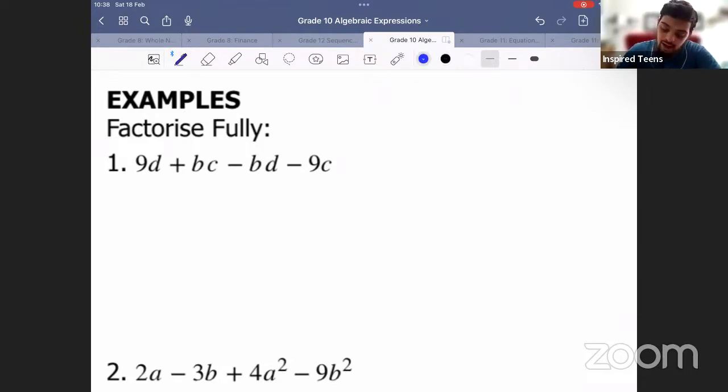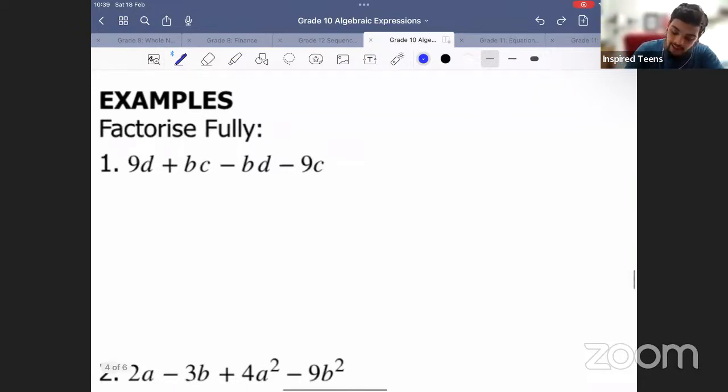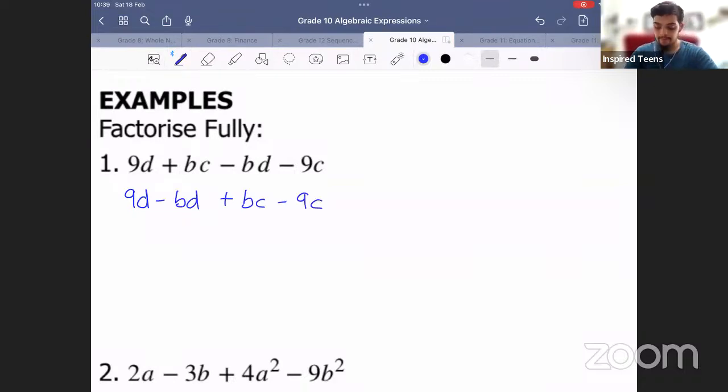For example, if I look at the first 2 terms, 9d and bc, they have nothing in common, and I cannot take out a common factor between those 2 terms. If I look at the last 2 terms, bd and 9c, they have nothing in common either. So in that case I want to group terms so that I can take a common factor. We're going to try 9d and bd and see if we can go further: 9d minus bd plus bc minus 9c.